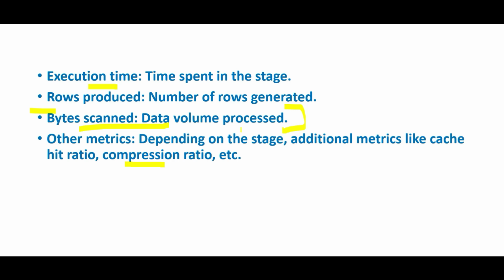You have to think about it. And then there are other things like compression ratio, which is important. Why? Because the higher the compression, the more the performance improves, because you can cache more data. Compression will help you cache more data.